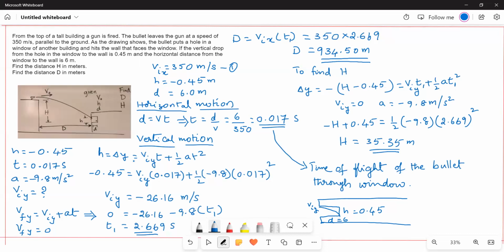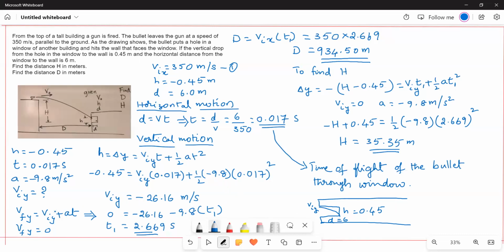Now we have to find out the initial velocity of the bullet at this point. For that we will use the equation delta y is equal to Viy t plus half a t squared. We know delta y is equal to 0.45, and as the bullet is coming down and falling on the ground, I will take delta y as negative 0.45. I am trying to find the y component velocity of the bullet, plugging in the time here. Acceleration is negative g, that means minus 9.8. When I plug in the values, I get the initial velocity of the bullet while passing through the window as negative 26.16 meters per second. I am getting negative because again the bullet is coming down.